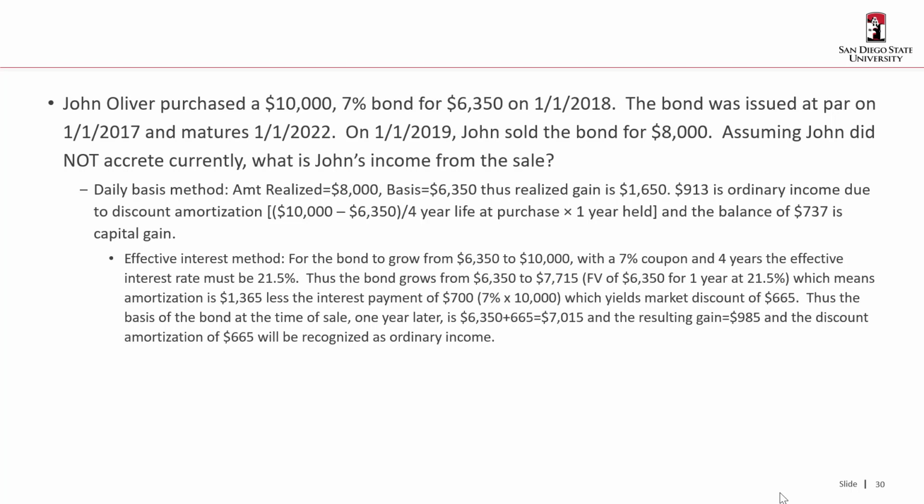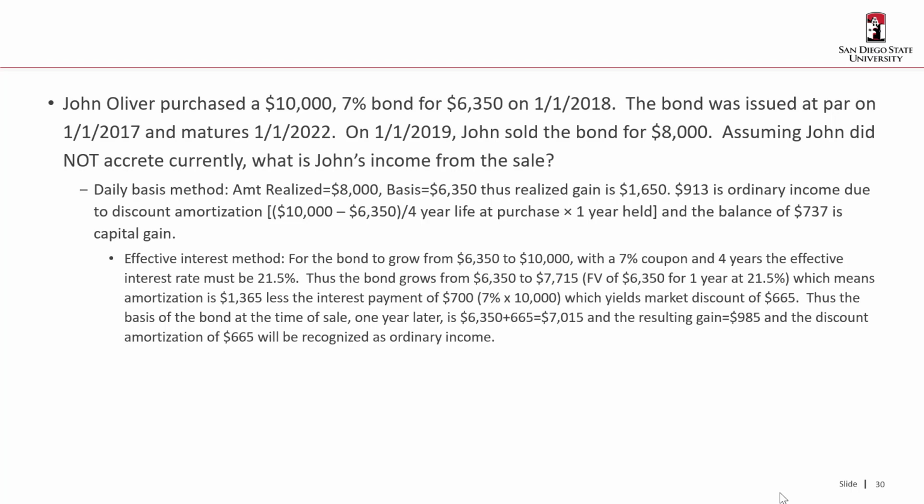In this particular instance, the bond was issued at par, so it was issued at $10,000. But here we are a year later, interest rates must have moved, and John can pay only $63.50 for it. As a result, there's market discount. You can use the daily basis method or the effective interest method. If we assume the daily basis method, which is the easier of the two, the amount realized on his sale is $8,000. His basis is $63.50. Therefore, his realized gain would be $16.50 and probably his recognized gain as well.